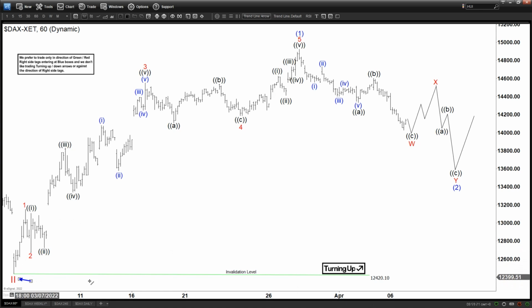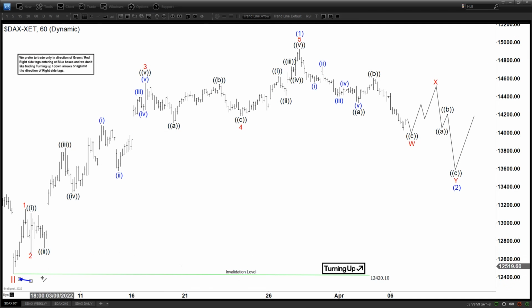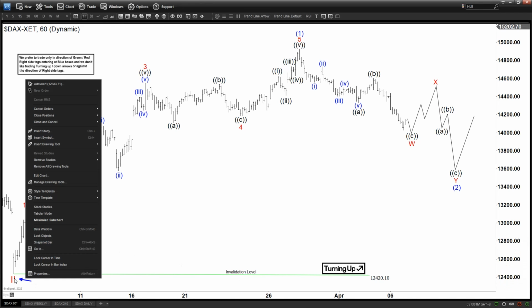Let me double check which degree this is. I believe this is a higher degree, like a cycle degree. Yeah, cycle degree. Inside the member area of the website, we have this table that tells you the different ways the labels are expressed, and also the degree of each expression. So this 1 2 here in red capital letters is a cycle degree. So it's a higher degree here.